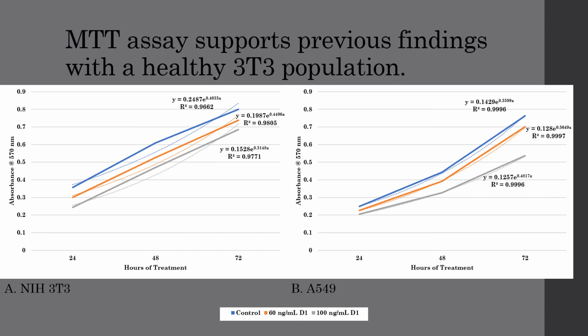Figure B also supports the susceptibility of the A549 lung adenocarcinoma cells against the D1. However, only a significant reduction in growth is present in the 100 nanogram per ml treatment after 72 hours. The MTT assay for the T24 urinary bladder carcinoma cell line has not yet been conducted.